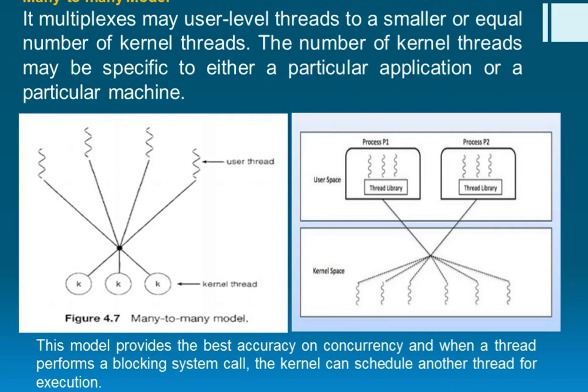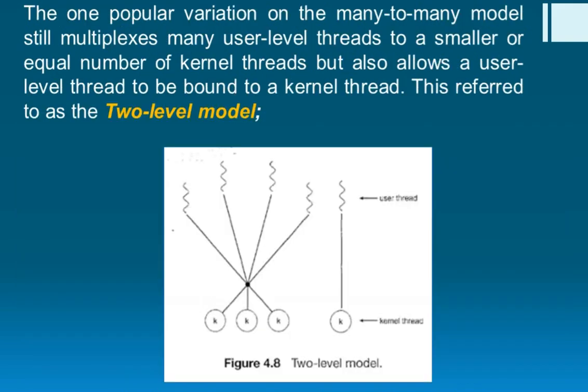This model provides the best concurrency, and when a thread performs a blocking system call, the kernel can schedule another thread for execution. One popular variation of the many-to-many model still multiplexes user-level threads to a smaller or equal number of kernel threads, but also allows a user-level thread to be bound to a kernel thread. This is referred to as the two-level model.